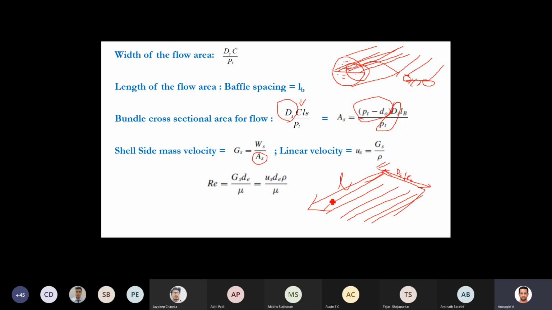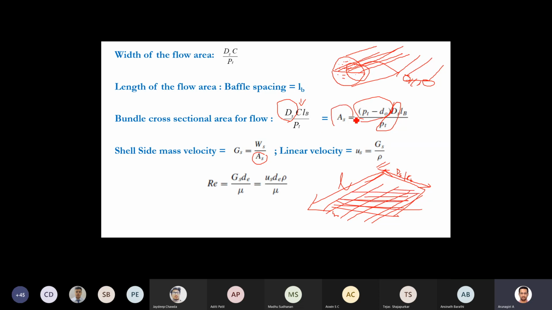This is DS by PT, number of tube rows. So the gap, that is the clearance, that is PT minus D naught. That is the gap available for the flow. This is the flow area available for the shell side fluid. So that's why we are calculating this: DS by PT, number of tubes, into PT minus D naught, times LB, the length of the baffle spacing. So this is the area available for flow.